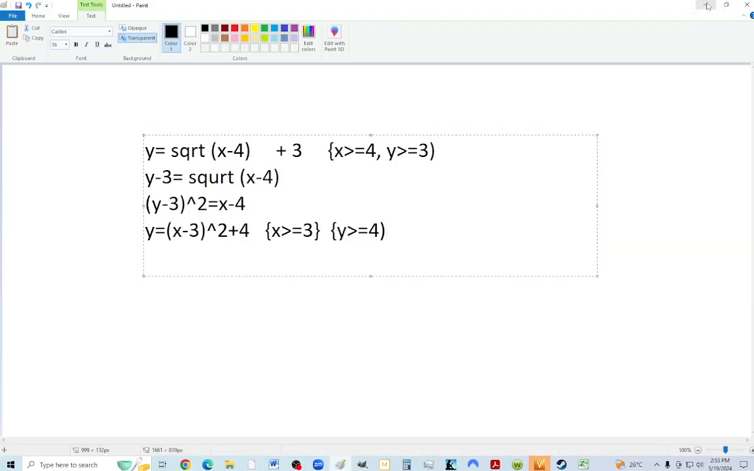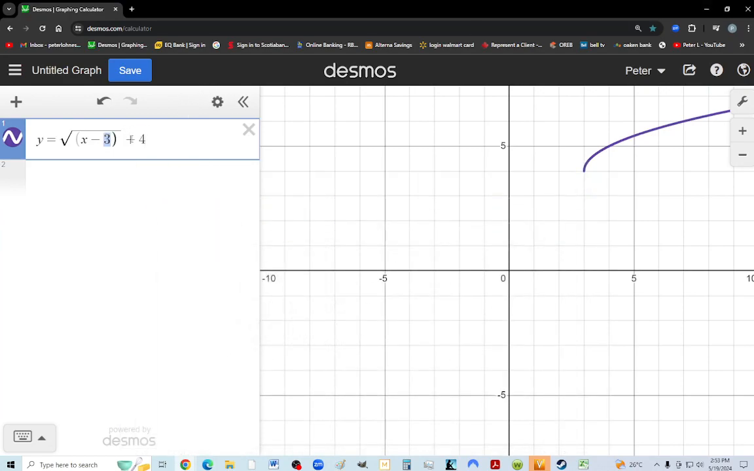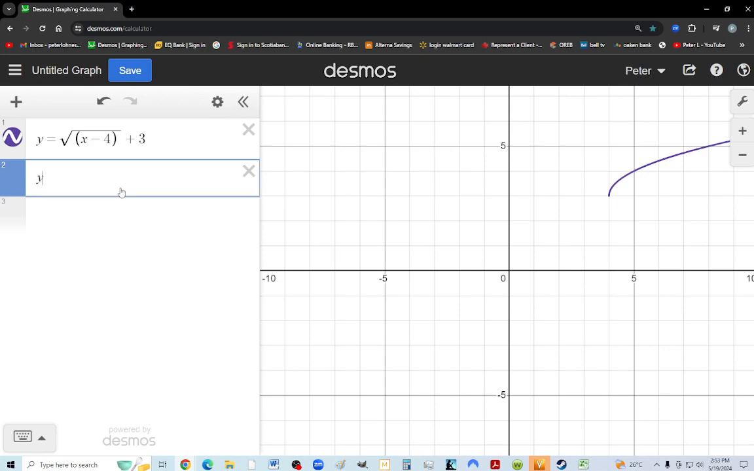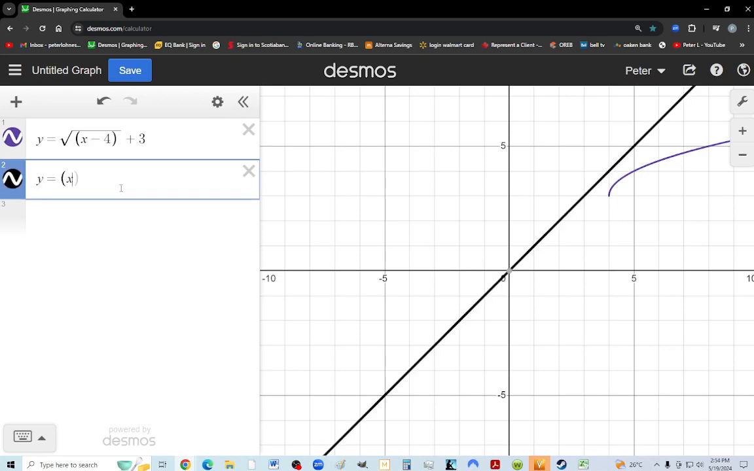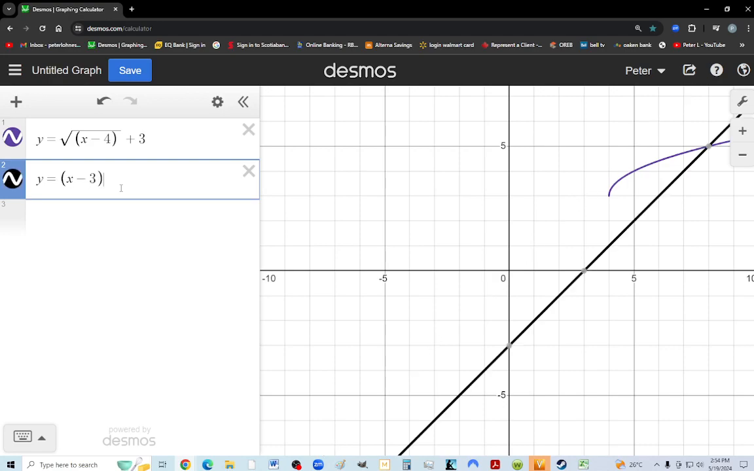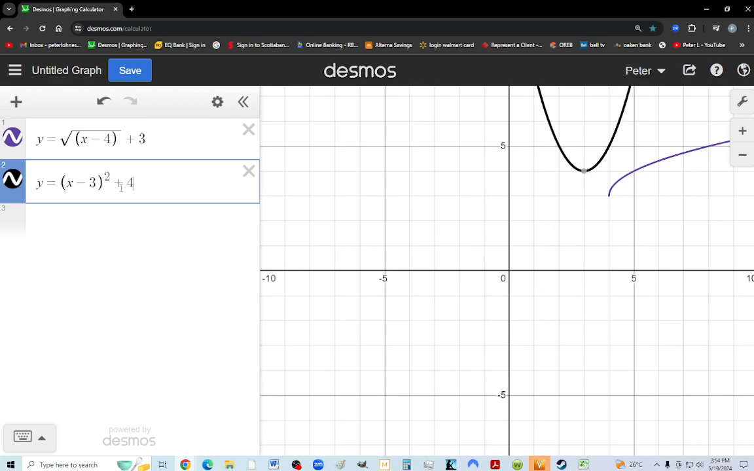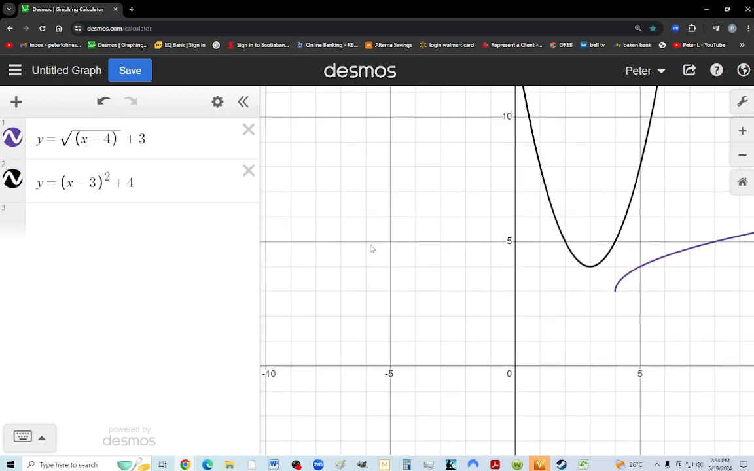Plus 3, I got it right. X minus 3 plus 4. X minus 4 plus 3. There we go. Now, according to me, the inverse will be this. But the problem is that creates a parabola.